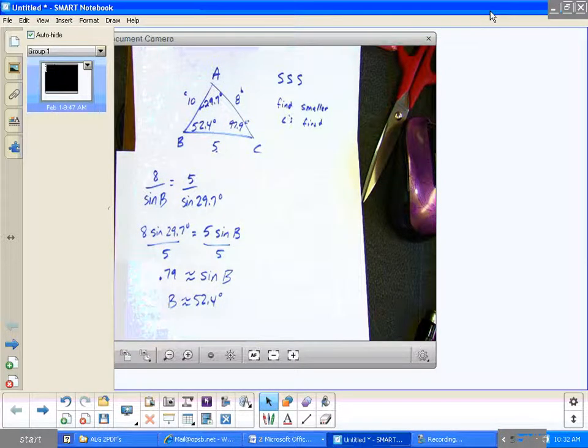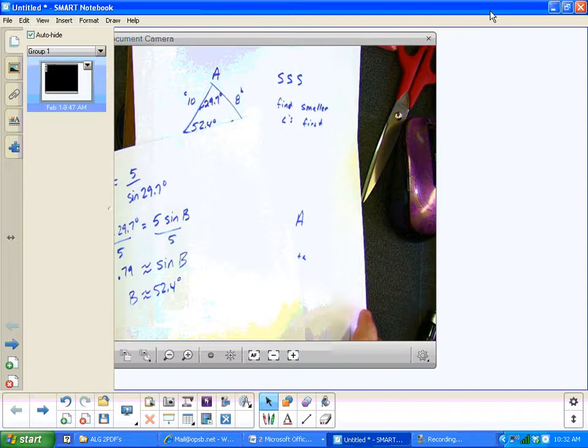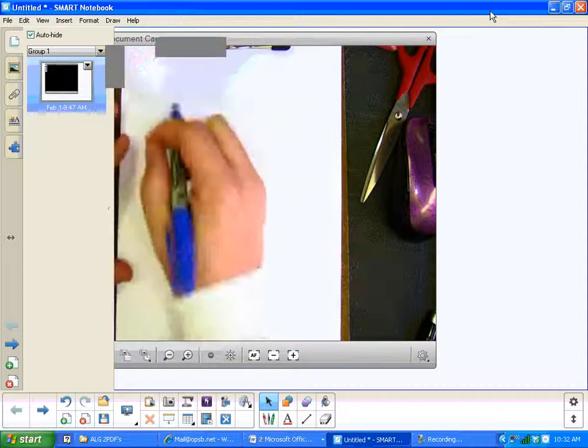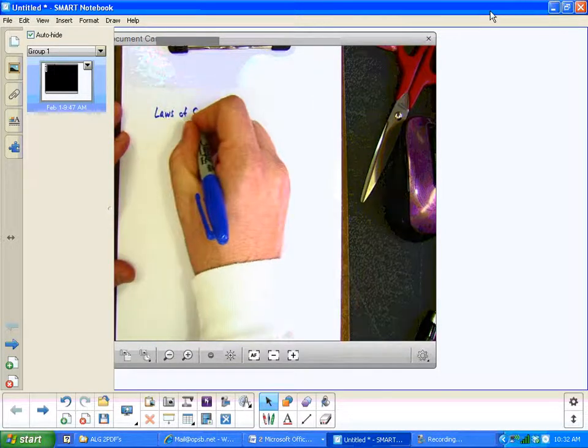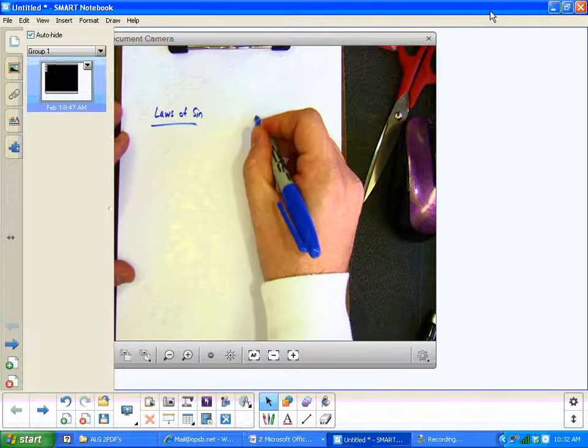Now, let's see what we're going to do though. We're going to have to figure out, all right, well, when do I use law of sines? Okay, when do I use law of cosines?